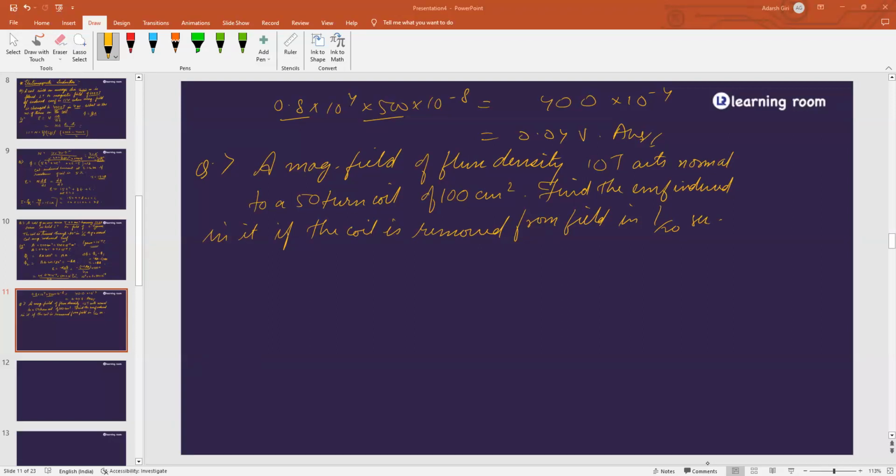Sir, is it 100 volts? One minute. Anybody else with the same answer? 100 volts is correct.